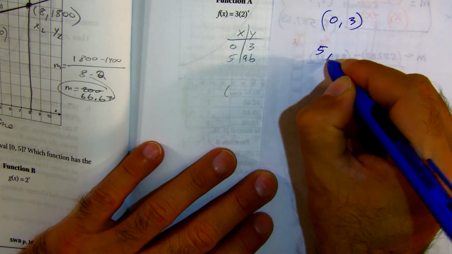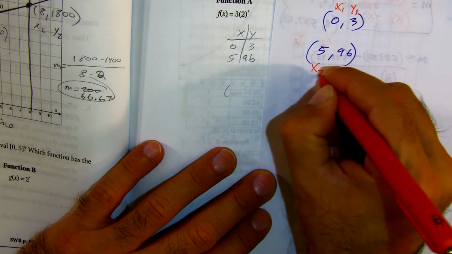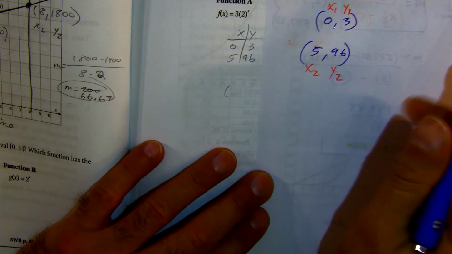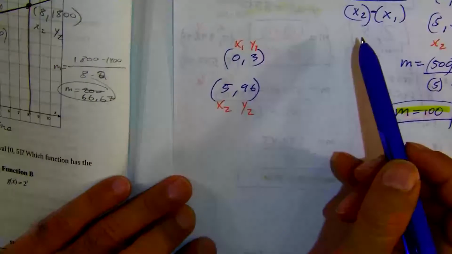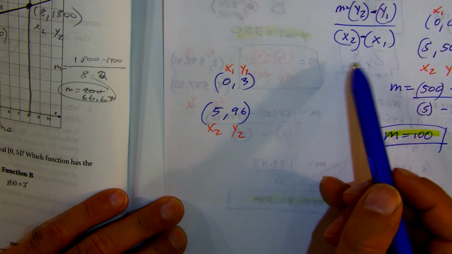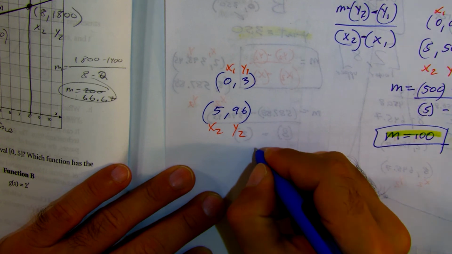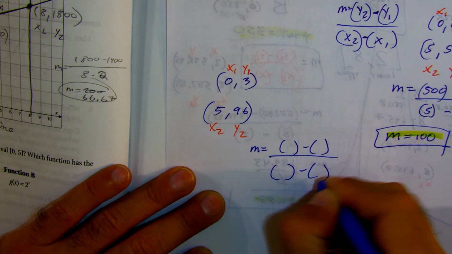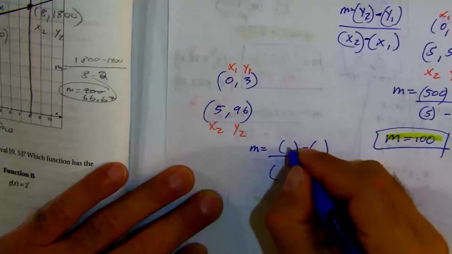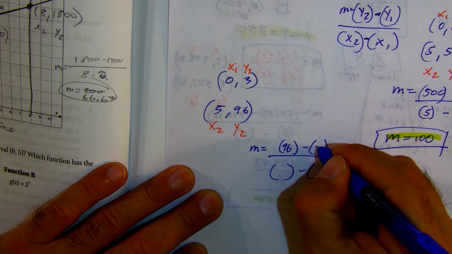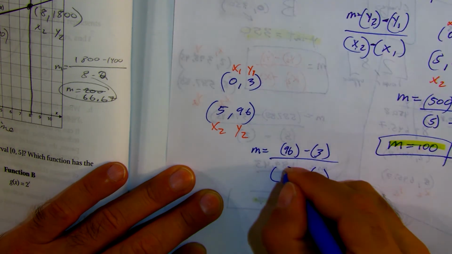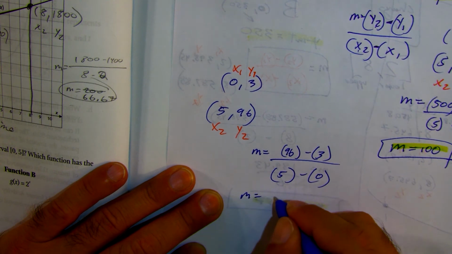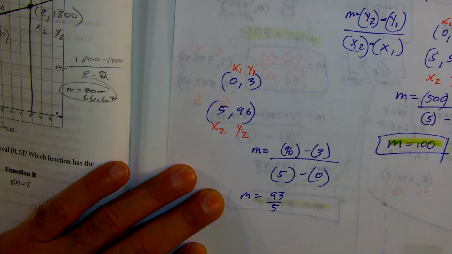All we have to do to wrap this up in the last minute here is look at these points. Label your 1 and your 2 group. Use our function that we have here to find the slope. Let's go ahead and do it. So the slope is y sub 2, 96, minus y sub 1, 3, over x sub 2, 5, minus x sub 1, 0. So we're going to get 93 over 5.